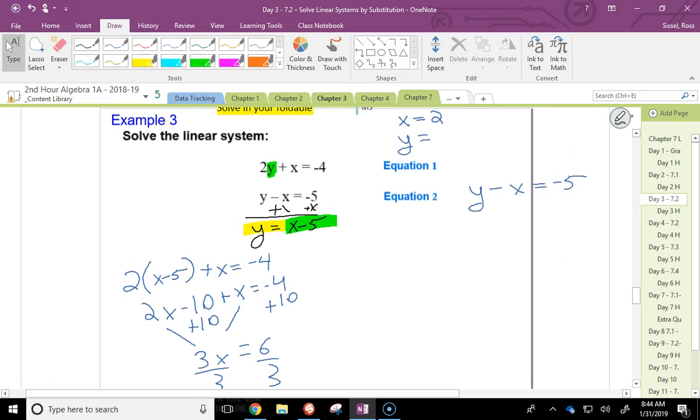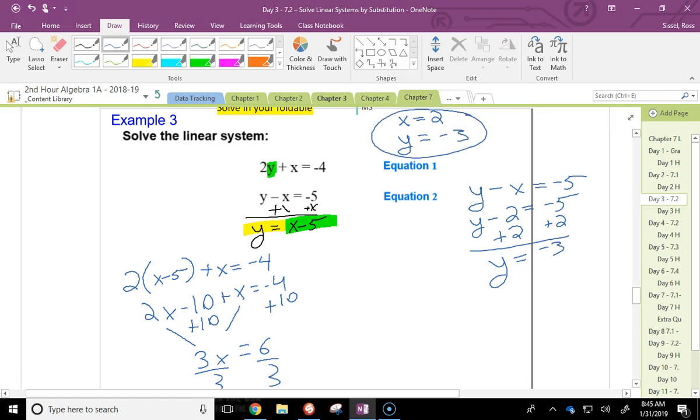And x is 2, so y minus 2 equals -5. What would I do? Add 2. Y equals -3. Alright? Now, I want to point out one part.